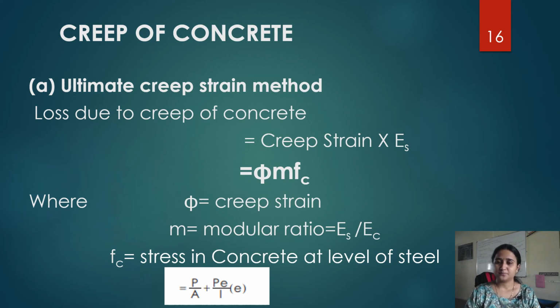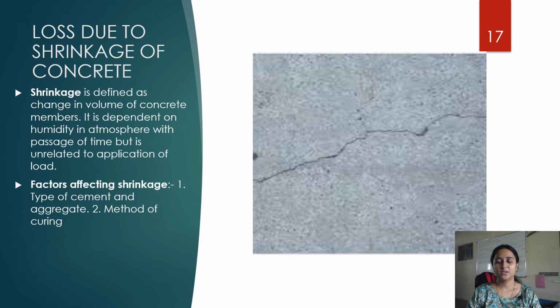Okay, and creep loss by using the IS code method we'll study afterwards, or I'm going to show you the PDF version of the IS code, and there I will explain what that particular loss is.